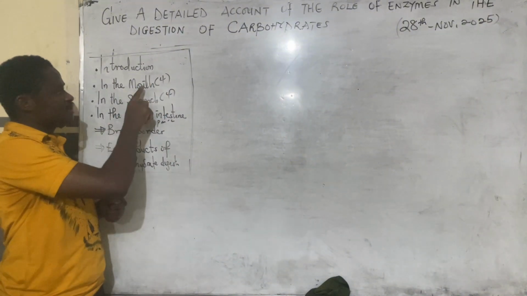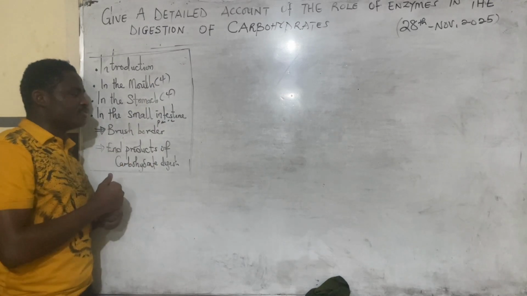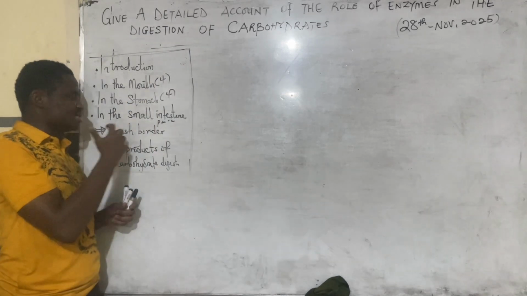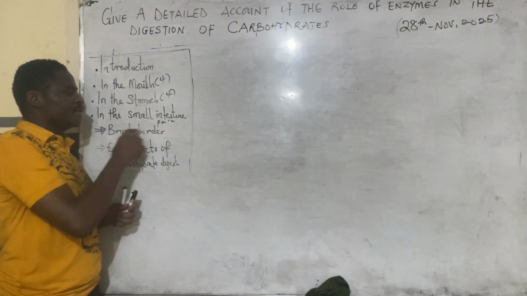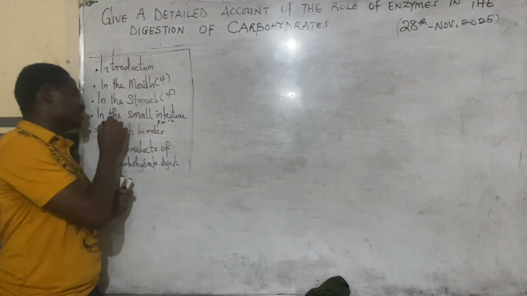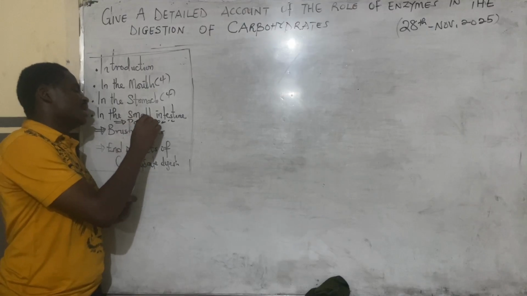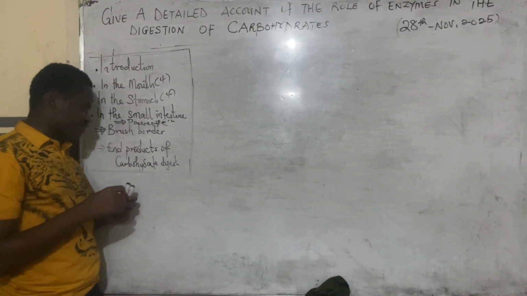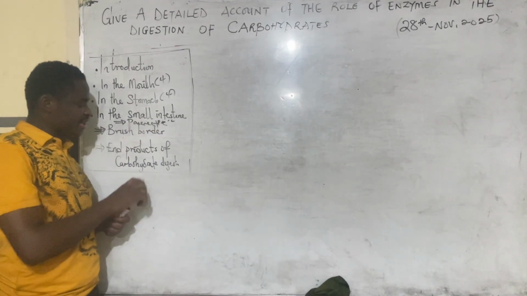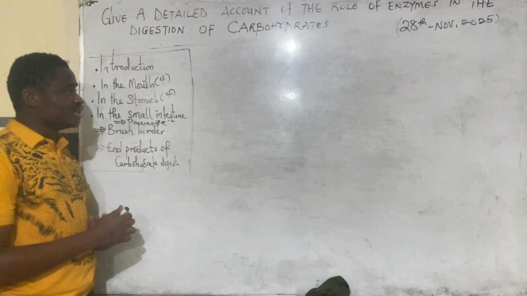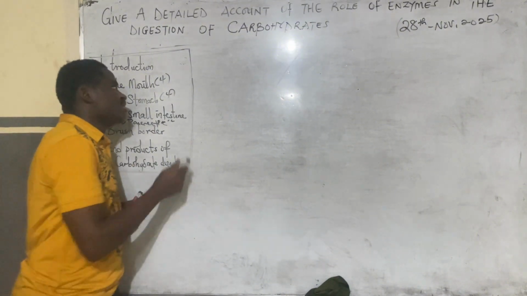You introduce, then you discuss each body organ: the mouth and the stomach, then the small intestine, where you talk about both the pancreatic enzymes, the pancreatic action, and then the action of the brush border. And then you conclude the essay by talking about the end products of carbohydrate digestion. Now, what will be my introduction here?